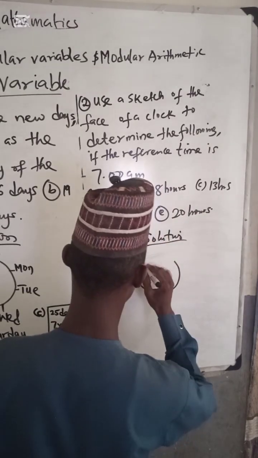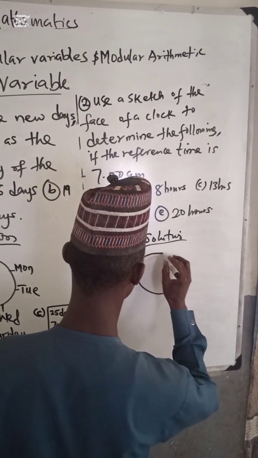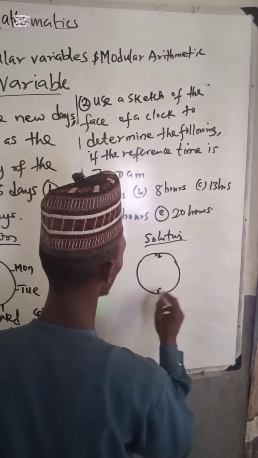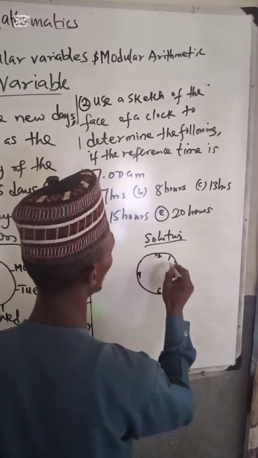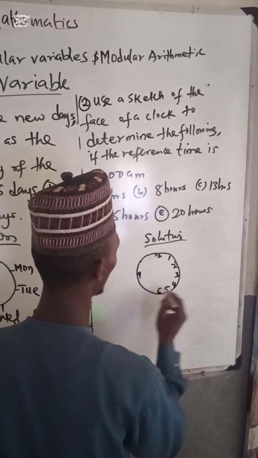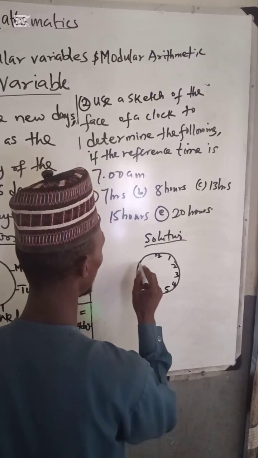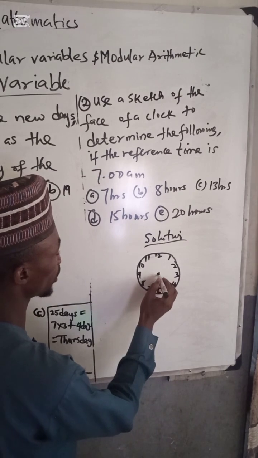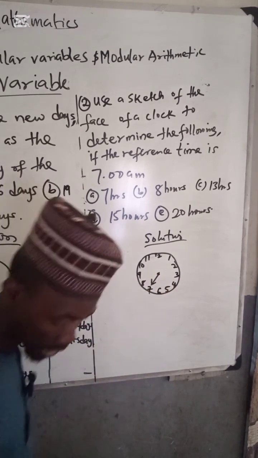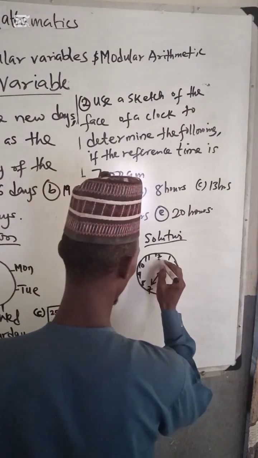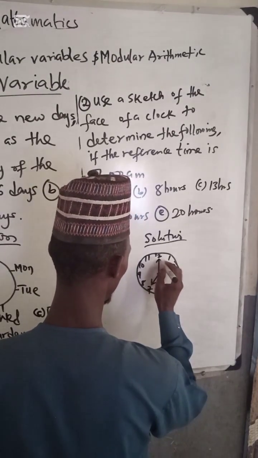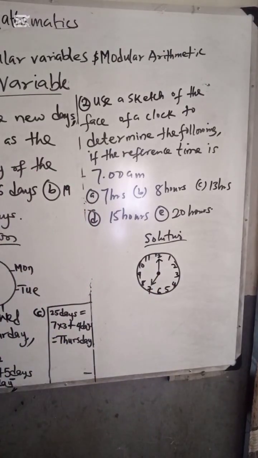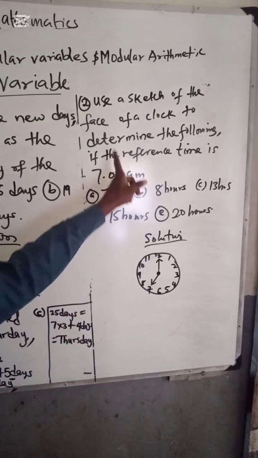Now, pardon the way the circle looks, please. You have 12, 6, 3, 9, 1, 2, 4, 5, 6, 7, 8, 9, 10, 11. And our reference is set to be on 7. Just have it there to show. Then we have this, 7 a.m.